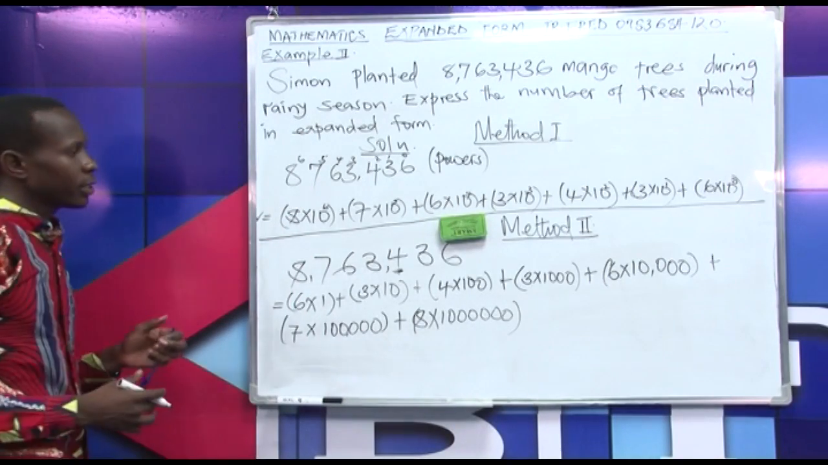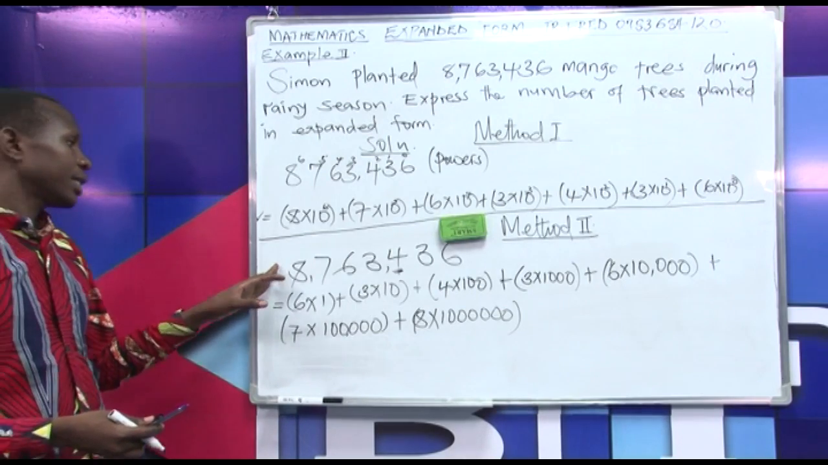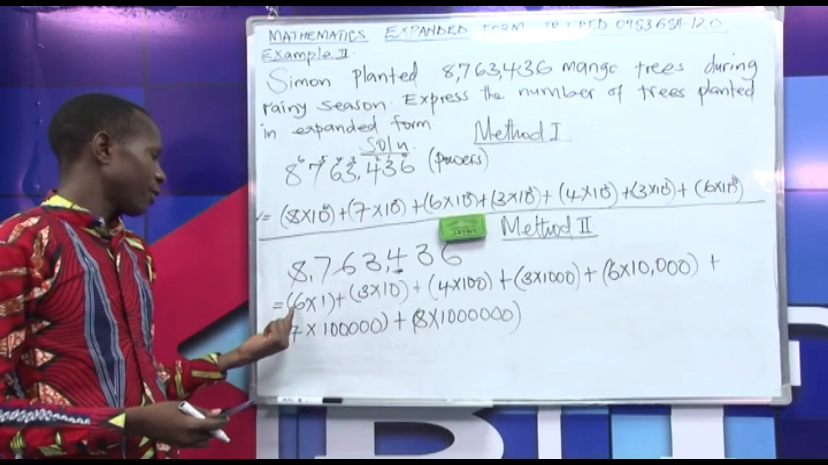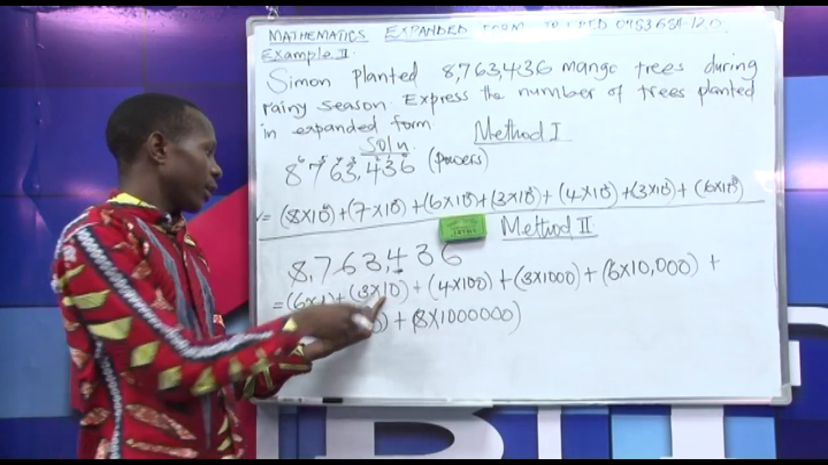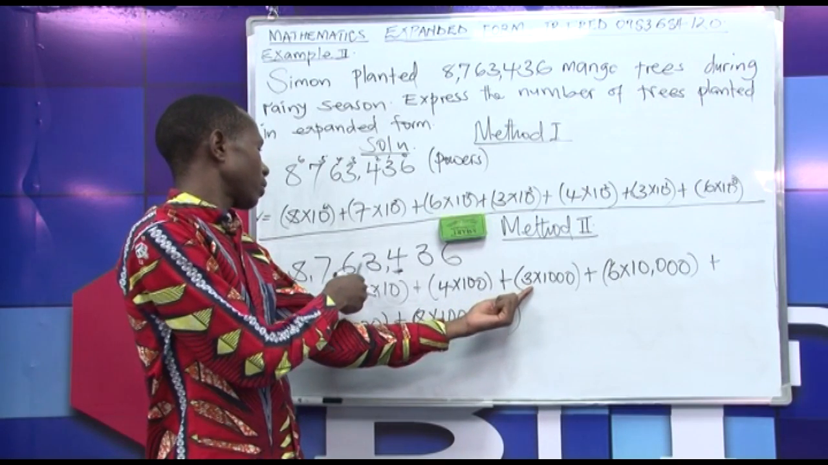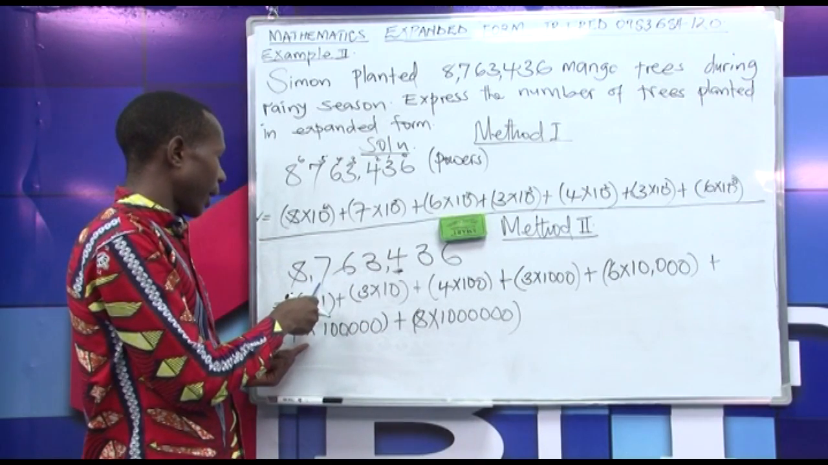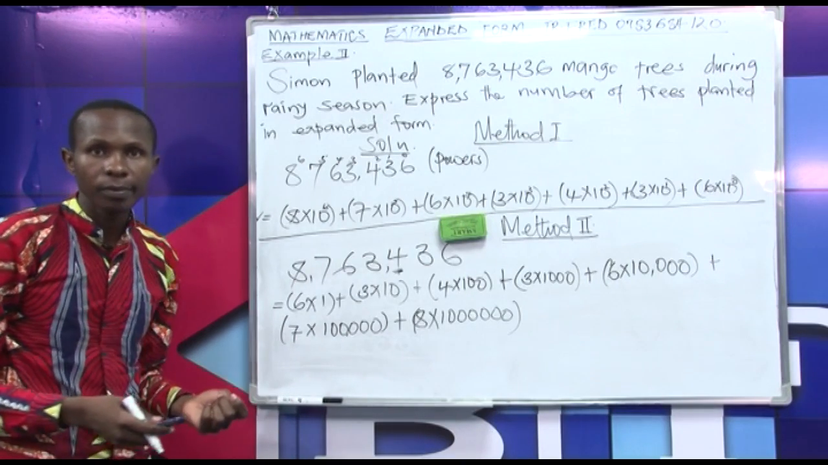So when we come to this, you realize that we have expanded this number. The first 6, which takes place value of 1, we have multiplied by 1. The 3 by 10. The 4 by 100. The 3 by 1,000. The 6 by 10,000. The 7 by 100,000. The 8 by million.